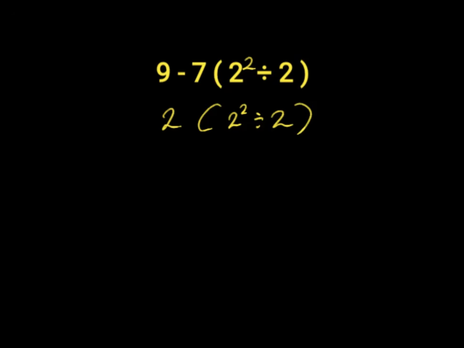And in our parentheses, we have an exponent, which is 2 to the power of 2. 2 to the power of 2 will give us 4. Then we have 4 divided by 2. Put it down our parentheses, bring down our 2 here. 4 divided by 2 will give us 2.